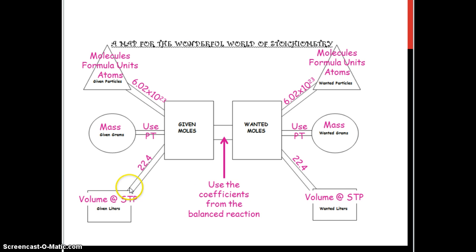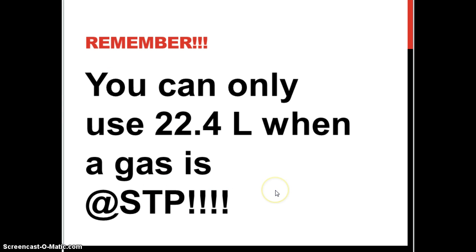the volume only works with 22.4 when it's at STP. If it isn't at STP, you have to use gas laws. So you should convert to moles and use PV equals nRT, or some combination of using PV equals nRT. If they don't give you STP, you have to use gas laws. Okay, so don't try to use stoichiometry or 22.4 when it's not at STP. So just remember that. I've seen a couple of you try to do that, but most of you have got that down by now.